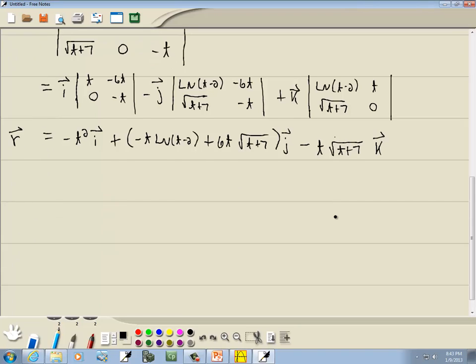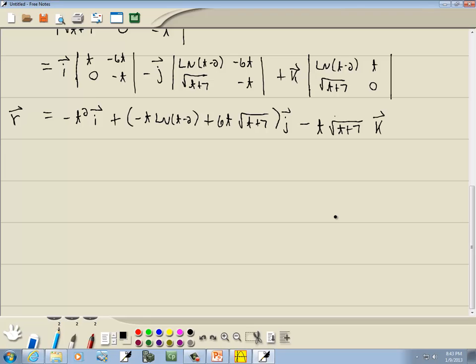So a little bit more complex vector valued function here. Our f of t is equal to negative t squared. And our domain for that would be negative infinity to positive infinity. Our g of t is going to equal negative t natural log of t minus 2 plus 6t square root of t plus 7.